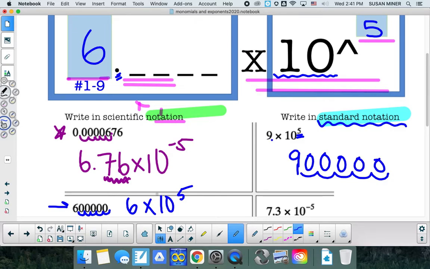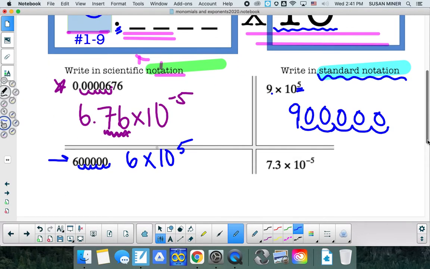And that's my really, really big number. This number happens to be 900,000. 900,000 is the same as 9 times 10 to the 5th power. So if I want to convert this number down here from scientific notation to standard notation, I do the exact same thing, but looking at this, it's a number that's very, very small.